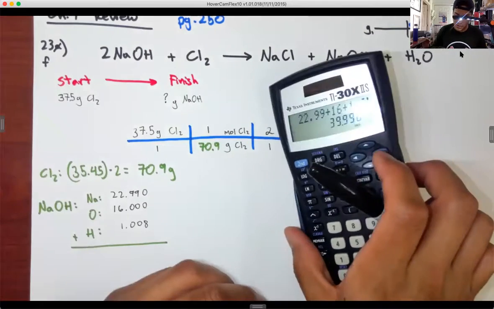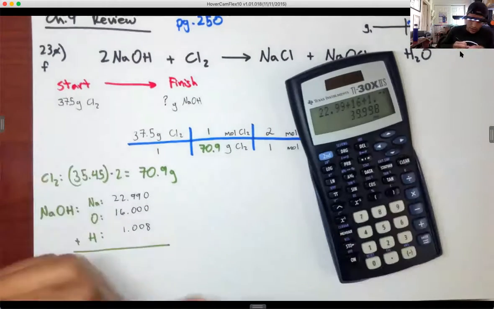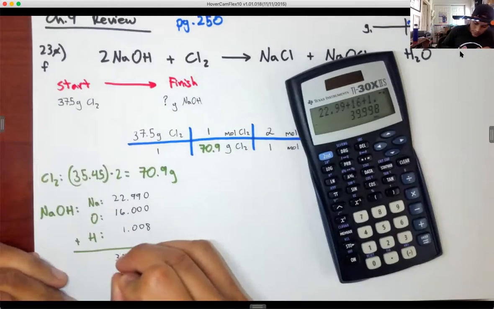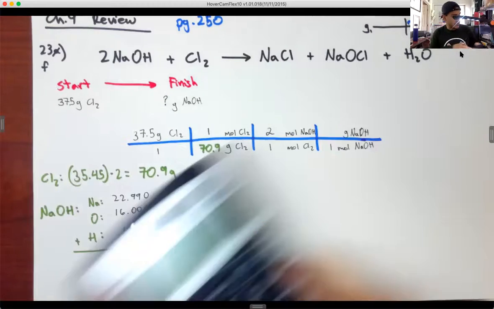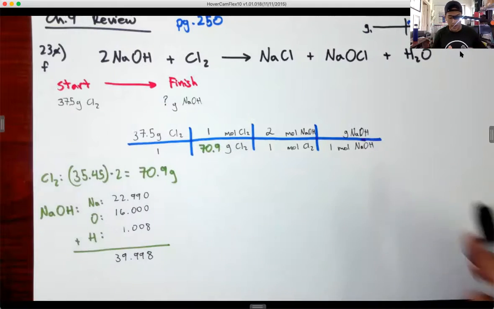Okay, and then you have 39.998 at the end. Okay, and that is the molar mass of NaOH.